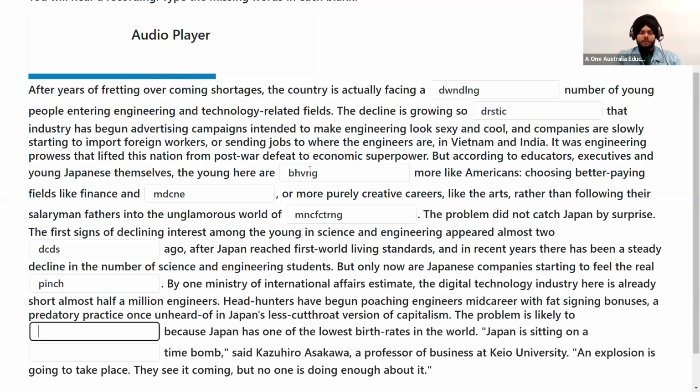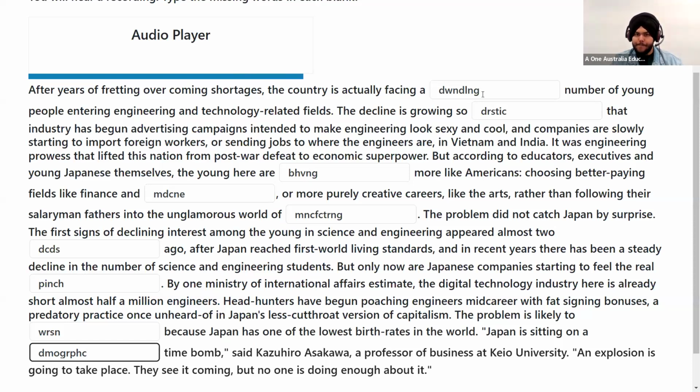By one Ministry of International Affairs estimate, the technology industry here is already short almost 500,000 engineers. Headhunters have begun poaching engineers mid-career with fat signing bonuses, a predatory practice once unheard of in Japan's less cutthroat version of capitalism. The problem is likely to worsen because Japan has one of the lowest birth rates in the world. Japan is sitting on a demographic time bomb, said Kazuhiro Asakawa, a professor of business at Keio University. An explosion is going to take place. They see it coming, but no one is doing enough about it.